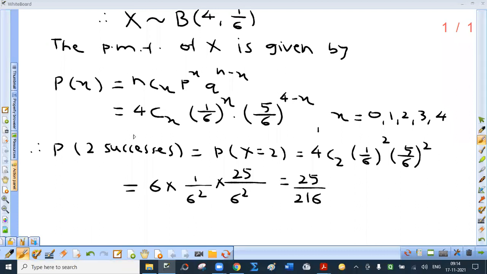Now it is asked probability of 2 successes. So P of 2 successes, that is P of x equal to 2 is what? P of 2, 4C2, 1 upon 6 square into 5 upon 6 raised to 4 minus 2. That is again square. 4C2 is 6. 1 upon 6 square. 5 square is 25 upon 6 square. 6 gets cancelled. So 25 upon 6 cube, that is 216. So answer is 25 upon 216.